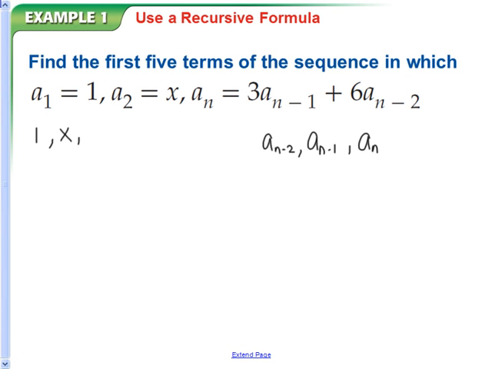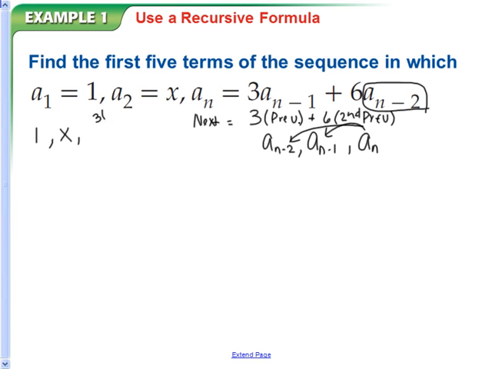So when we're doing this, we go 3, the next one, always start next equals, 3 times the previous one, go back one spot, plus 6 times, this is back 2 spots. Call that the second previous. So we would need to take 3 times the previous, plus 6 times the second previous, which was 1. So that would end up being 3x plus 6. And we can't do anything else about that.